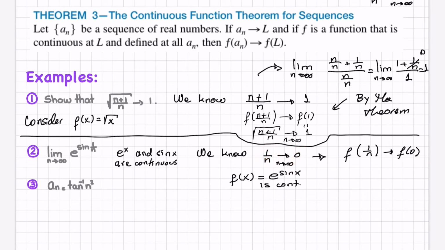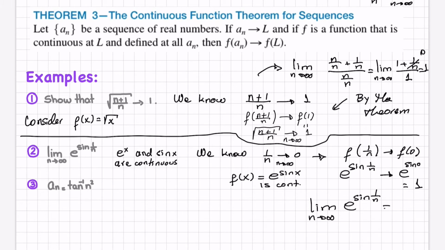You get it? What is f of 1 over n? Well, plug in 1 over n here. That's what we had. That's what we want to find. So that is e to the sine of 1 over n. That approaches f of 0. So that approaches e to the sine of 0. Sine of 0 is 0, and e to the 0 is 1. So it approaches 1.